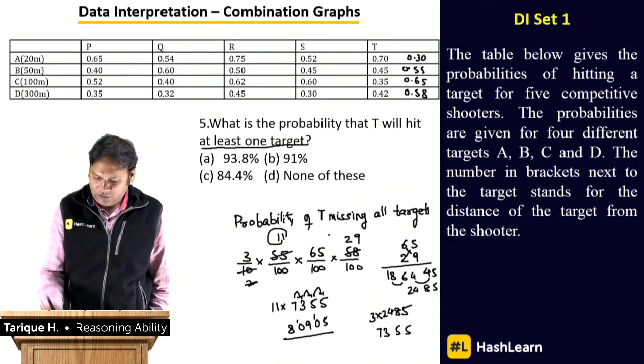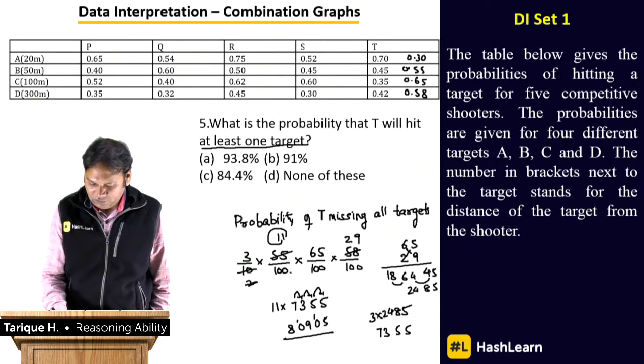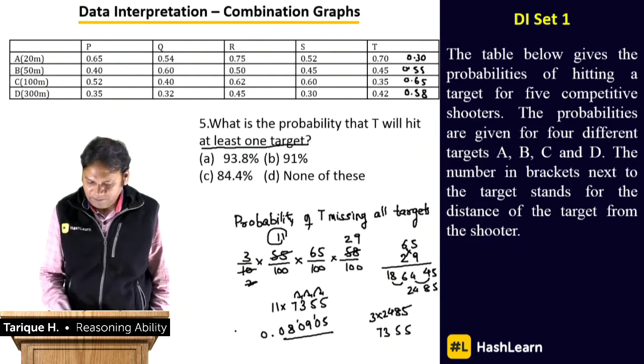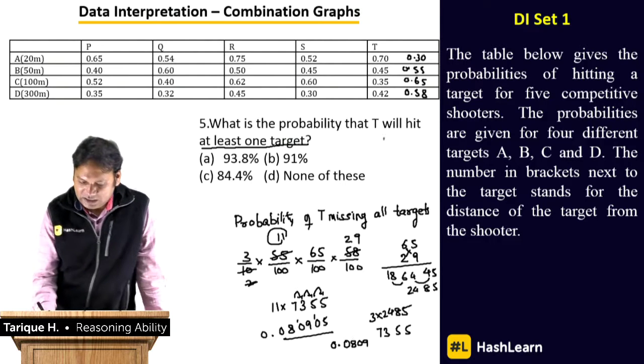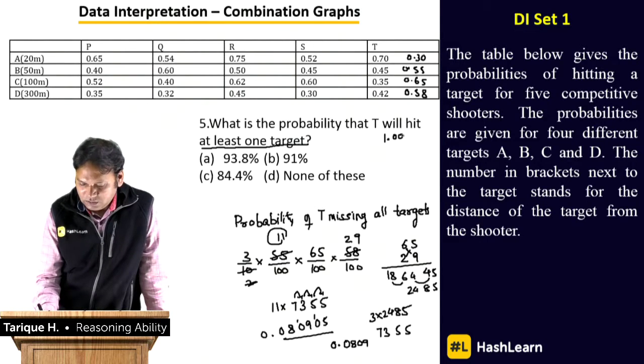3 into 11 into 65 into 29, and below we have 1 2 3 4 5 6 zeros. So 1 2 3 4 5, and put a 0 and put the point here. So we get here 0.0809. 0.0809 is the probability of missing the target. So let's subtract this from 1. So let's keep 4 zeros and subtract 0.0809. So we get here 1, and this will become 9, and this will become 1, this will become 9.